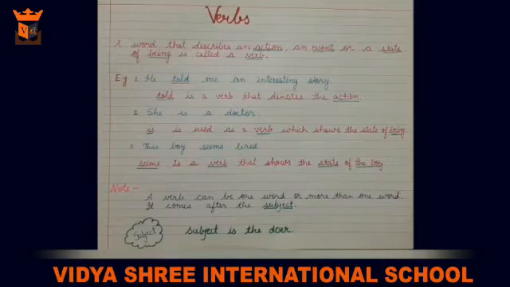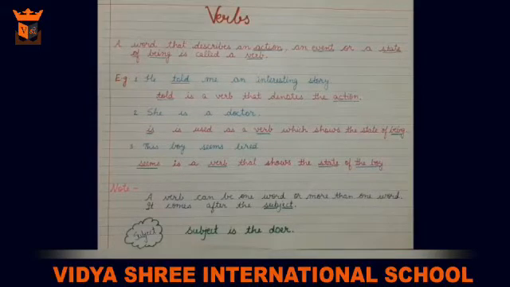Let us take one more example. She is a doctor. Here, is is used as a verb which shows the state of being. This boy seems tired. Seems is a verb that shows the state of the boy.